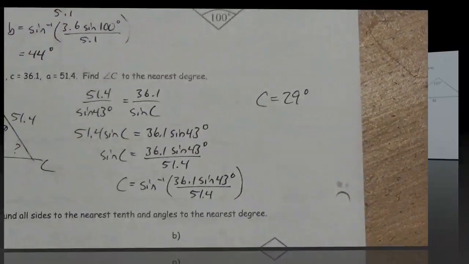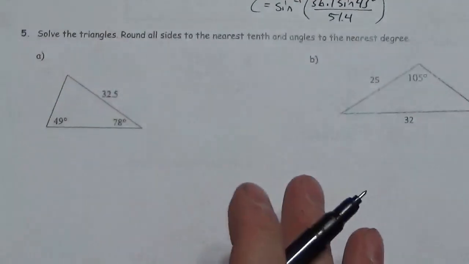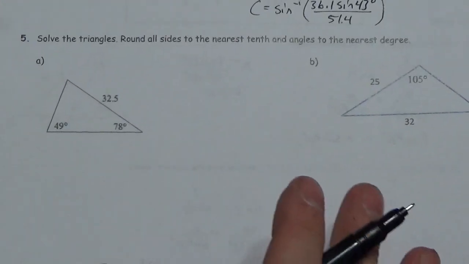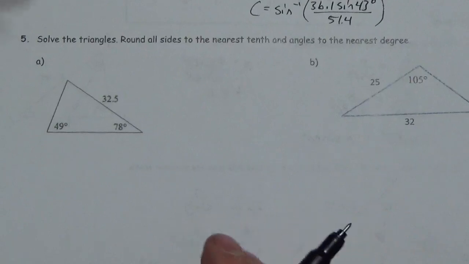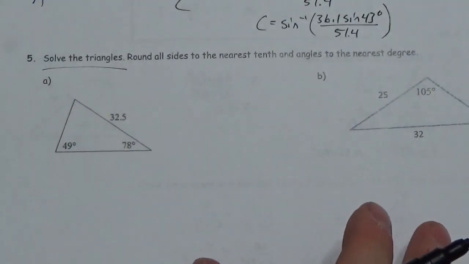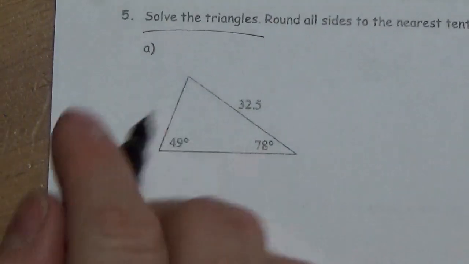And there you go. Okay, so now we're going to go back to a type of question that you've done before, but probably with right angles. And now we're going to take a look at doing the same thing with oblique triangles. We're going to solve the triangles. So here we go. Let's zoom in a little bit. So I'm going to solve this triangle here.